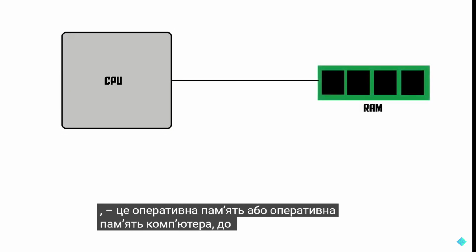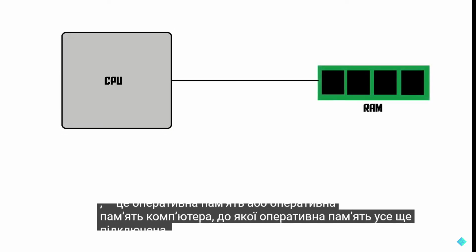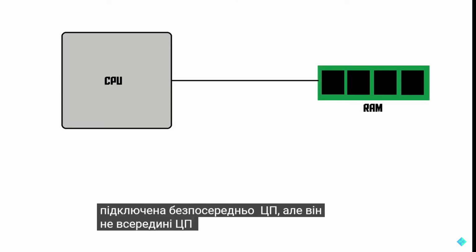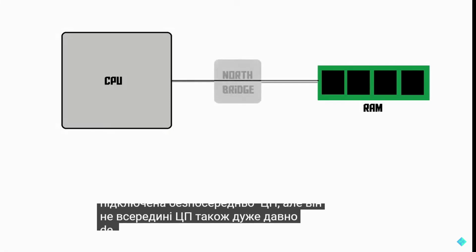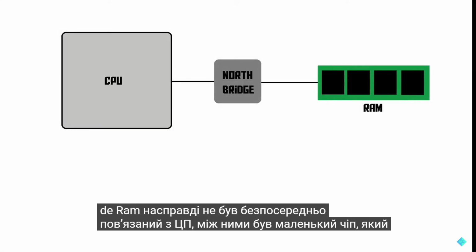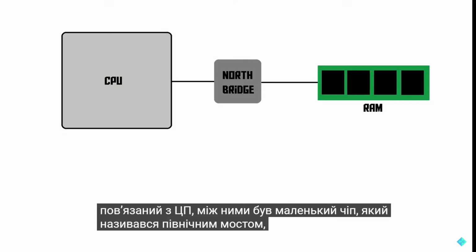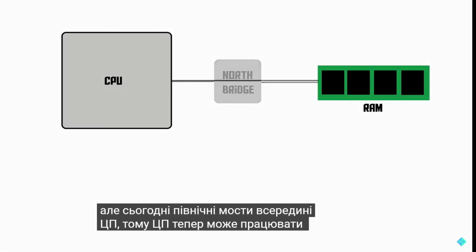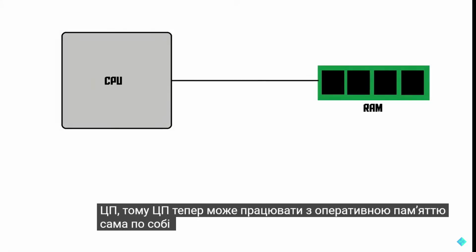Now, the next type of memory that we're going to talk about is the RAM, or the random access memory of the computer. RAM is still directly connected to the CPU, but it's not inside the CPU. Also, a long time ago, the RAM was actually not directly connected to the CPU. There was a little chip in between them called the North Bridge, but these days the North Bridge is inside the CPU, so the CPU can now deal with the RAM on its own.